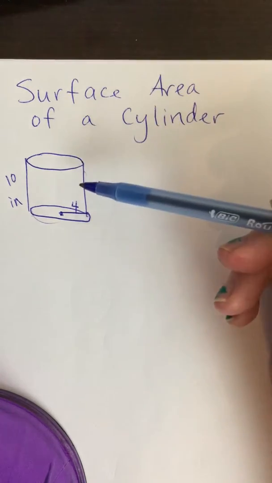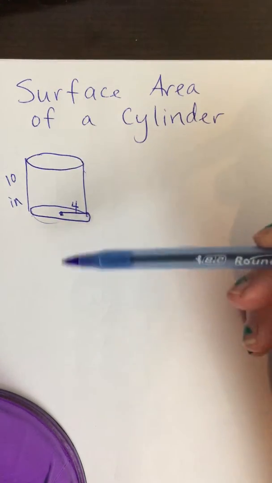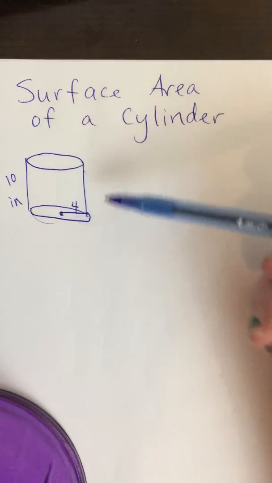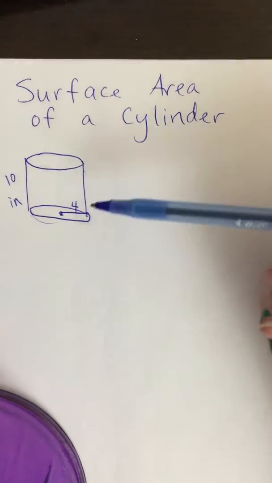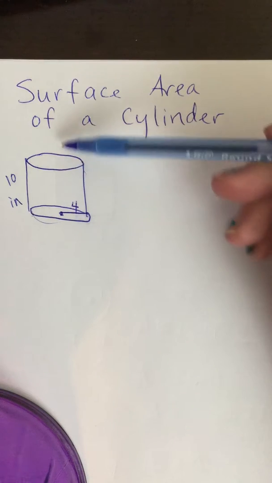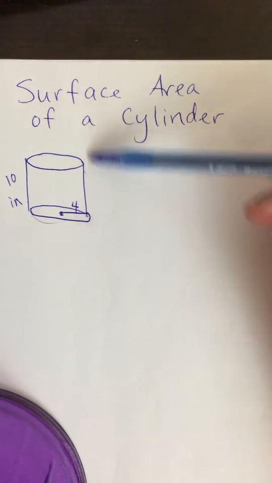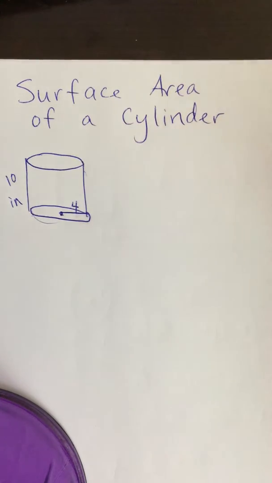That would be like if you were to take this can and dip it into a liquid or dip it into chocolate, how much of the outside part would be covered? So it's the outside layer. Everything is sealed, so nothing is going to get inside. So it's not liquid filling up this bucket. It's just the outside part being covered with some liquid.